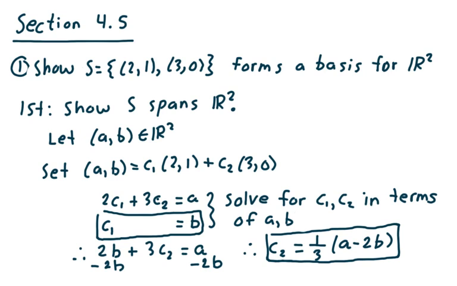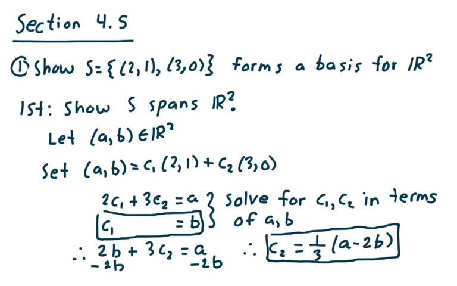First, show S spans R2. How do we do that? Let the vector (a, b) belong to R2. Notice that the vector (a, b) is arbitrary. We want to set (a, b) equal to c1 times (2, 1) plus c2 times (3, 0).